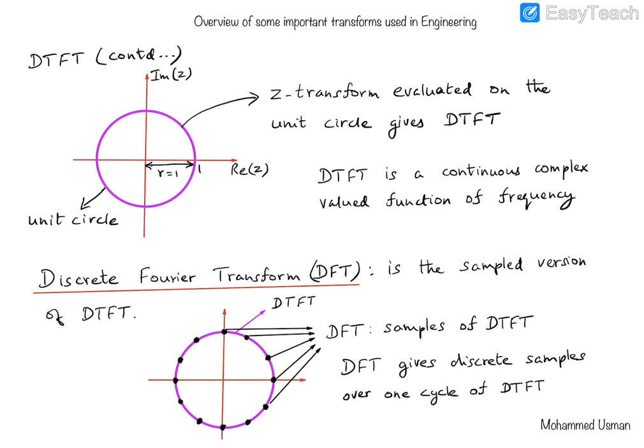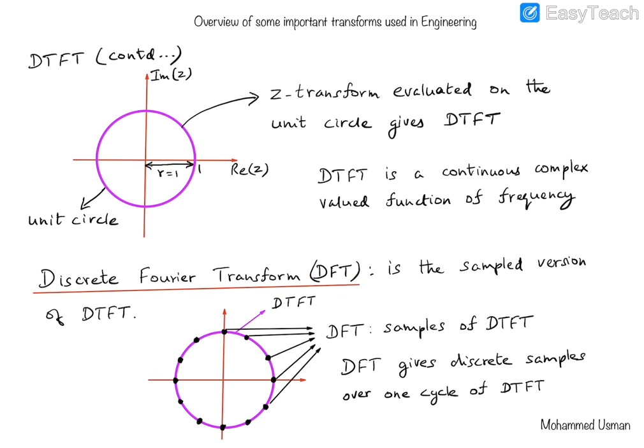So we see that the Z transform evaluated on the unit circle gives us the discrete time Fourier transform. And the DTFT is a continuous function of frequency. So we have the DTFT related to the Z transform. That is, when we take the Z transform on the unit circle, we get the DTFT. Next, we will talk about the discrete Fourier transform, or DFT.